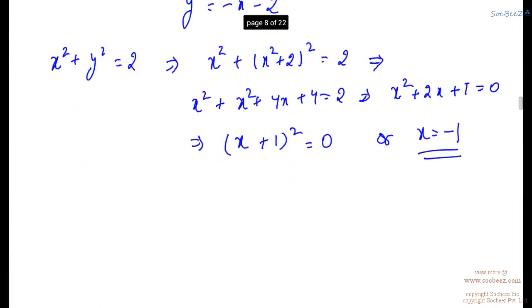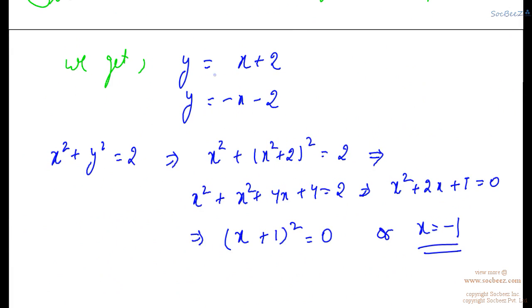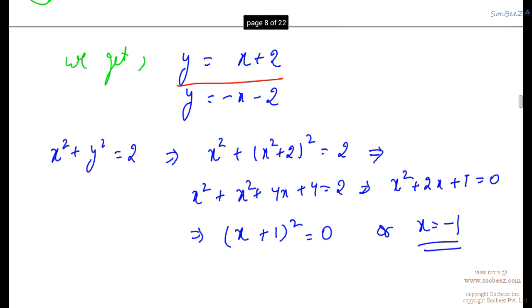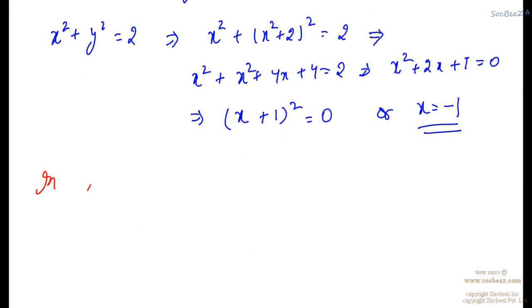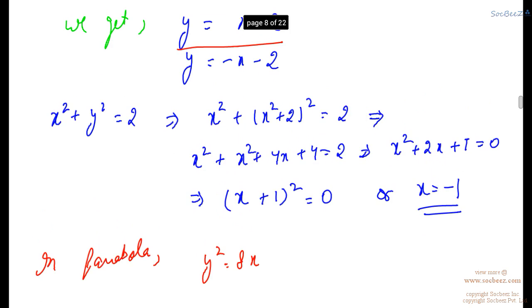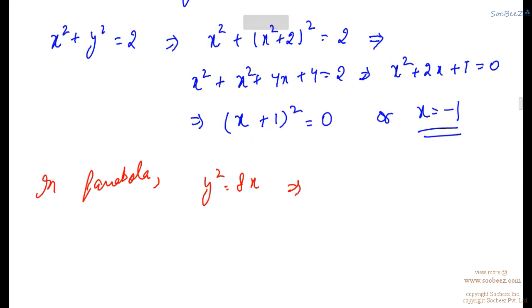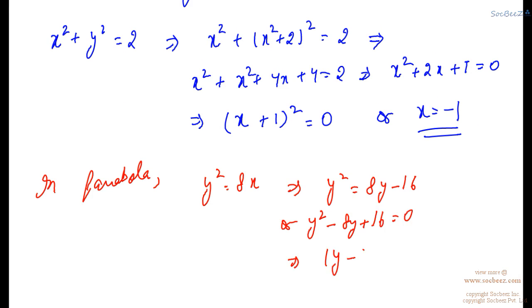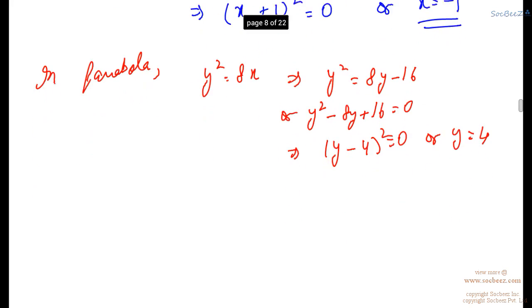Now similarly, if we substitute the equation of the tangents in the equation of the parabola y square equals 8x, let's substitute the expression for x, which is y minus 2 in the first case. This gives us y square equals 8y minus 16, or y square minus 8y plus 16 equals 0, which gives us y minus 4 square equals 0, or y equals 4.